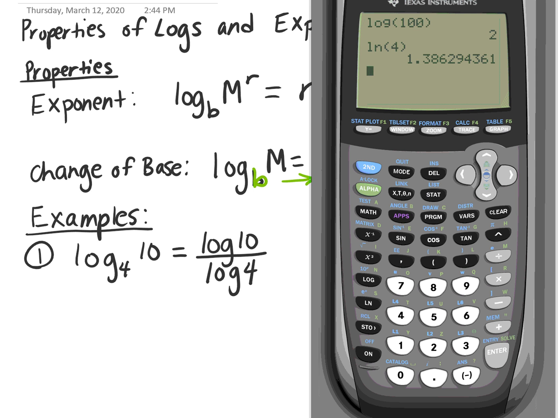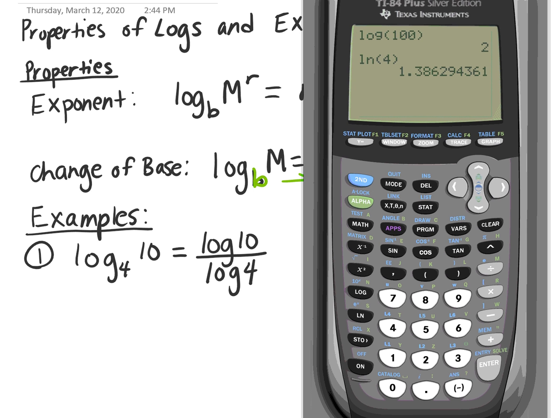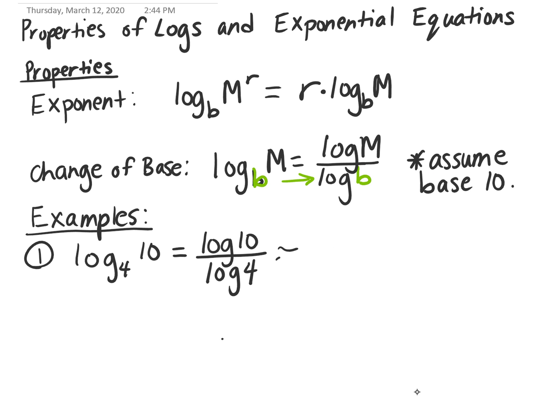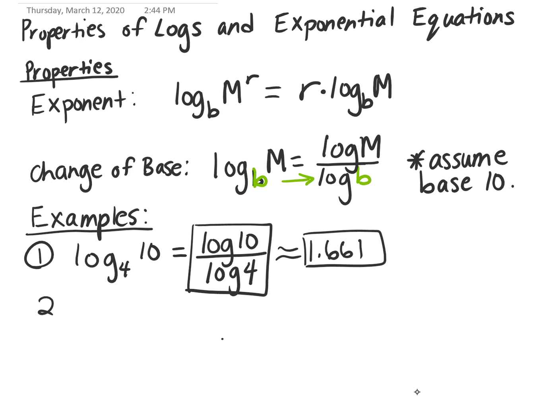I'm just going to have to drag this down a little bit so that I can see it better. So our log button would be here. You could do alpha y equals. Put it in fraction form. Log 10 divided by log 4. And we get an approximate answer of 1.661. Something that we're going to do when we solve equations is we're going to give that exact and approximate form, so that will become important.